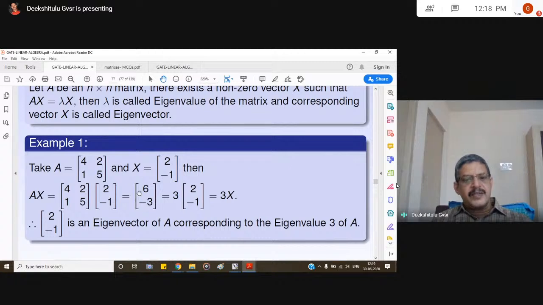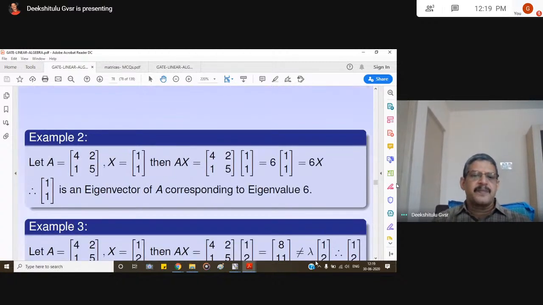Can you write this 6 minus 3 in terms of this x? Take 3 common, this will be 2 minus 1. So this is a constant into x. So Ax is equal to lambda x. What is your value of lambda now? 3. So our Ax is equal to 3x, lambda becomes 3.